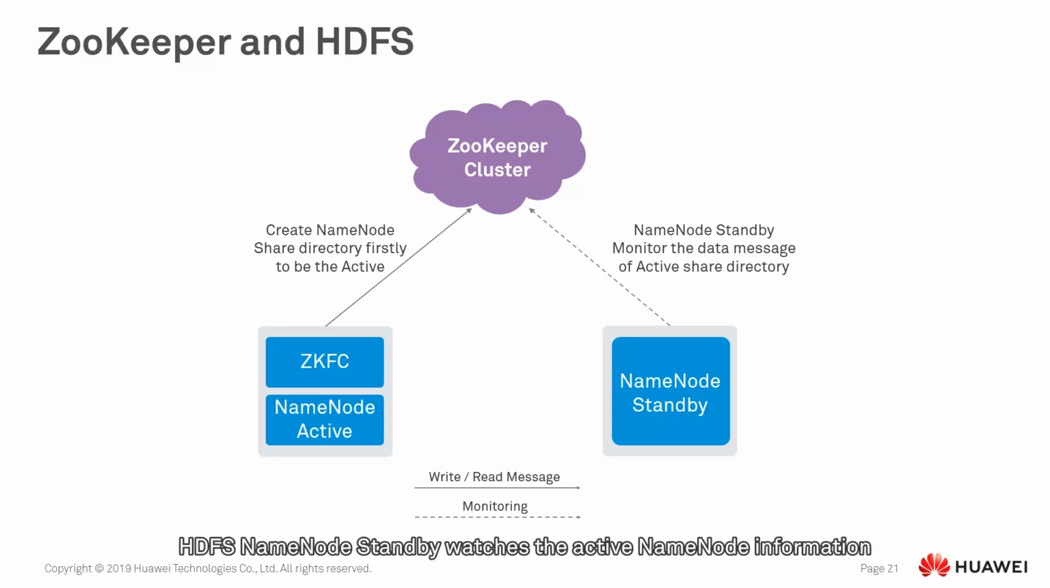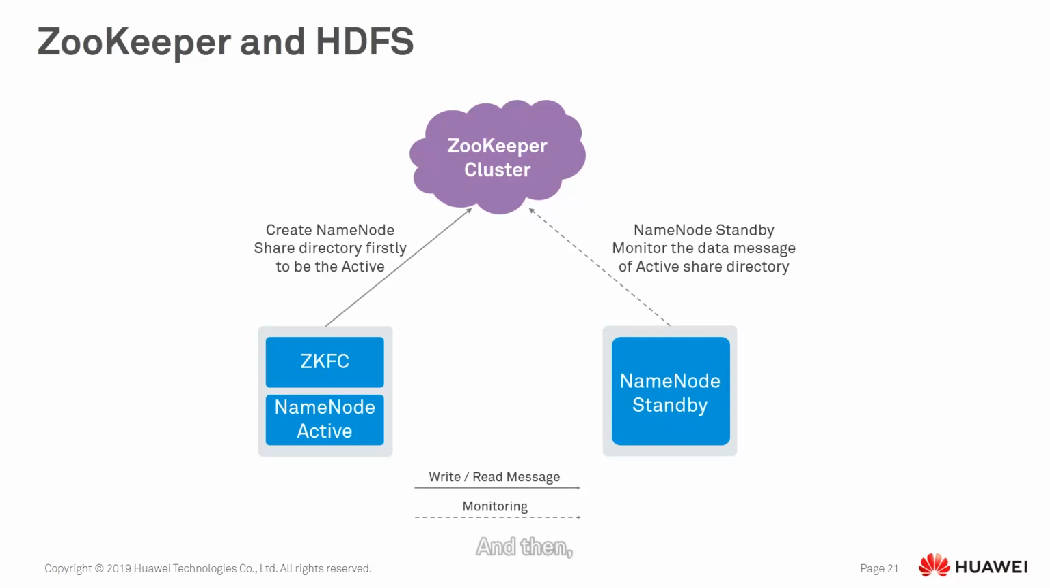The standby HDFS NameNode watches the active NameNode information through the ZooKeeper watcher. When the process of the active node ends abnormally, the standby HDFS NameNode detects that some changes occur in the /Hadoop znode directory using ZooKeeper, and then the NameNode performs the active/standby switchover.